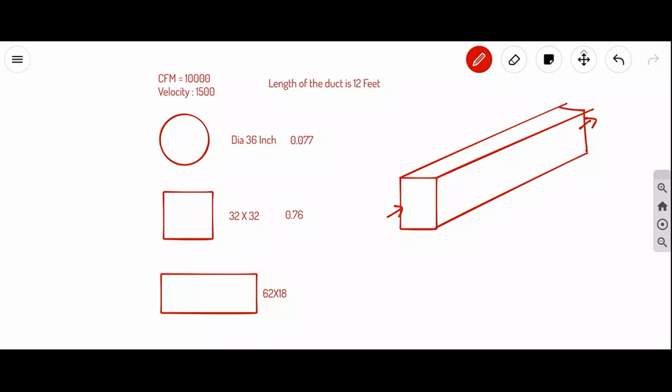Yes, right. So now let's calculate. Let's identify the surface areas.